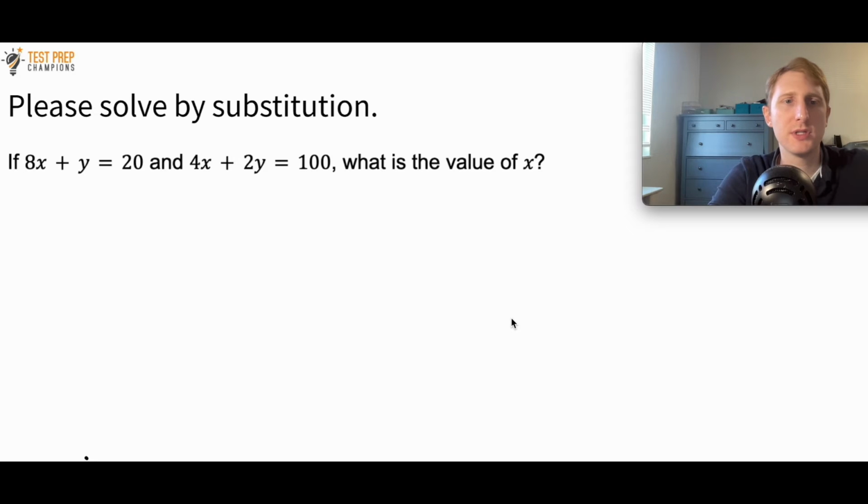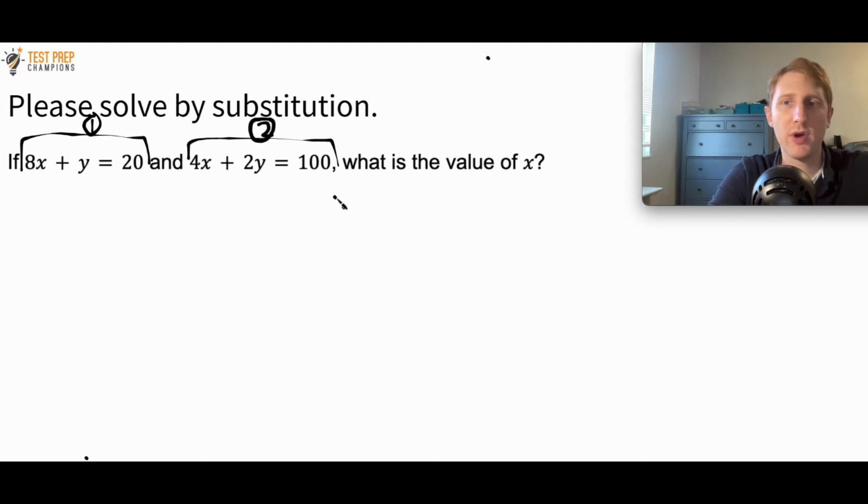Okay, so how do we use the substitution method? Well, remember, we want to pick one of our equations, and we want to solve that equation for a variable. So let me call this equation 1, and let me call this 4x plus 2y equals 100 equation 2. Again, I just like to label them because I think it helps to talk about them. We're going to pick either equation 1 or equation 2. It doesn't matter which one. And we're going to pick a variable, and solve that equation for one of the variables. That's always going to be the first step with the substitution method.